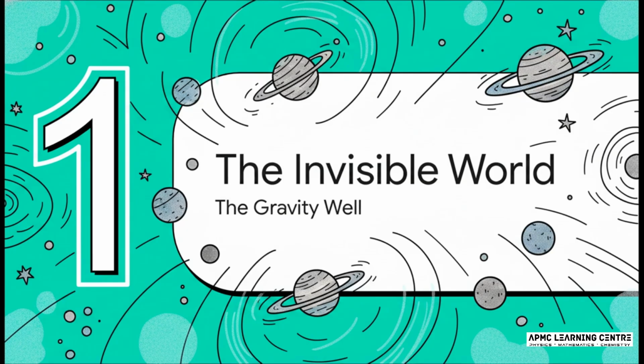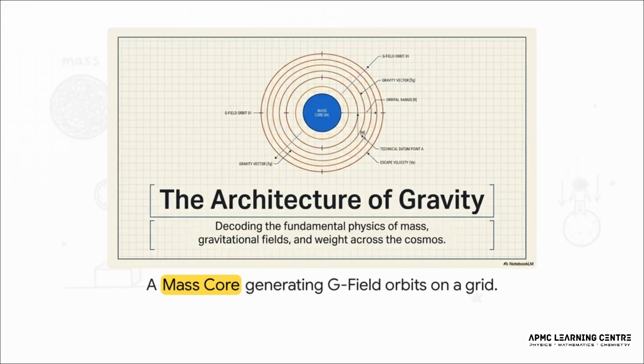Act 1. The invisible world, looking at the gravity well. I want you to picture this like a precision technical sketch on grid paper. Think of a planet, like Earth, as a mass core sitting right in the center of that 3D grid. Now, all objects with mass attract each other through this invisible, non-contact force. And they do this by generating these concentric circles radiating outward, what we call G-field orbits.